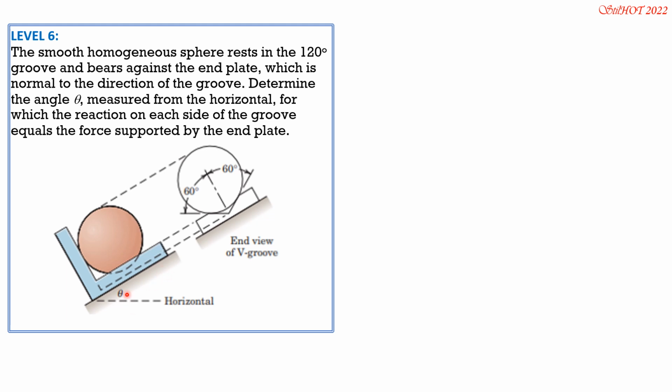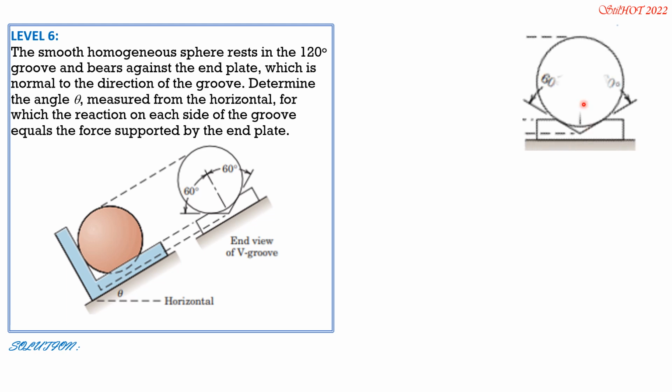So the condition: the reaction on each side of the groove is equal to the reaction at the end plate, which is here. So let's draw first the FBD of this groove in this direction, not in this inclined plane, but in this direction. It looks like this, like that. So the weight is not purely W, but it is inclined here by an angle theta. So this is W cosine theta.